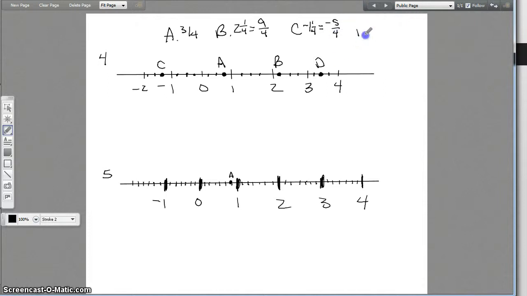And then we're going to look at point D. Point D is the second little tick mark after the number 3. So that means that it is 3 and 2/4. 2/4 is the same as 1/2, so this is 3 and 1/2. Or we can write this as an improper fraction, which would make this 7/2. So that's all that it's looking for in part A.